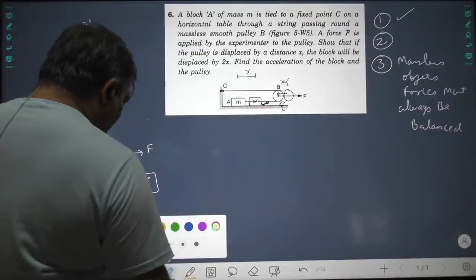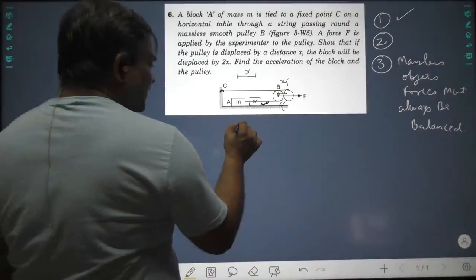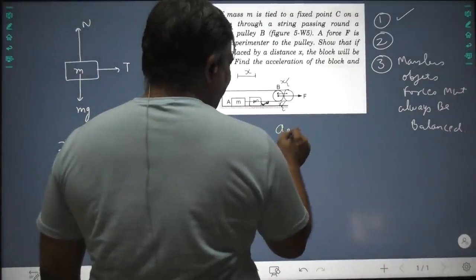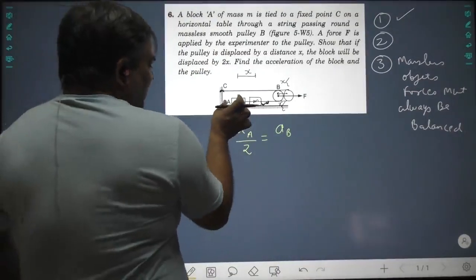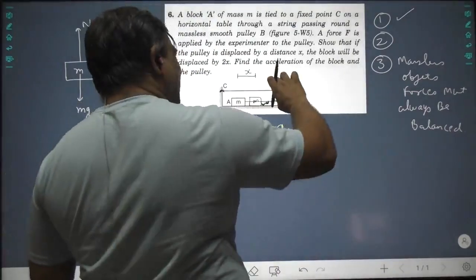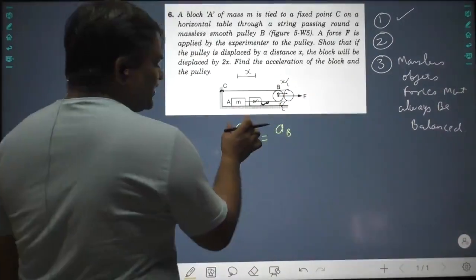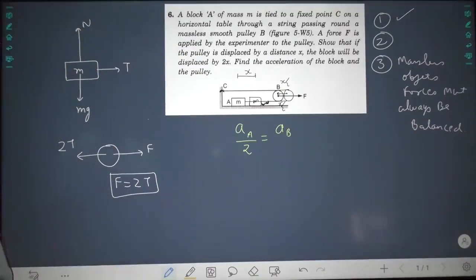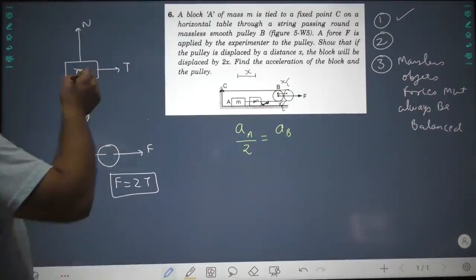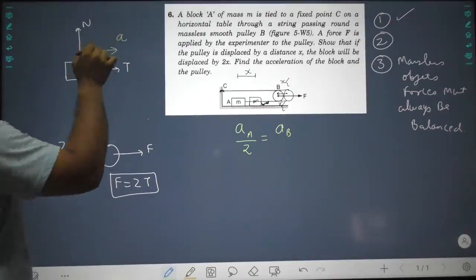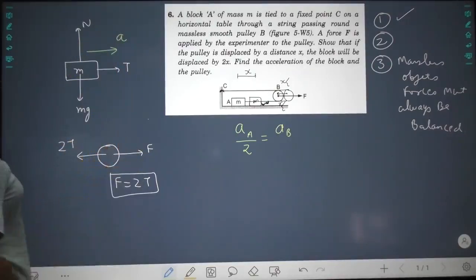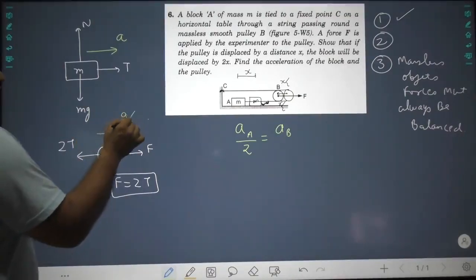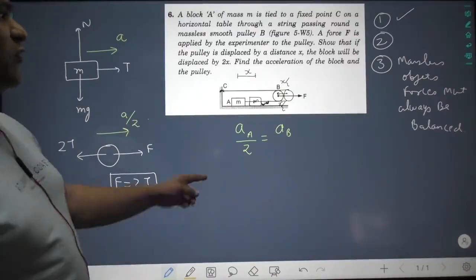So that's what I wanted to say: acceleration of A divided by 2 will be equal to acceleration of B, because when this moves x, then this gets to move only x by 2. So if this has, say, acceleration A, then this is massless, so acceleration basically does not matter here. But if it would have some mass, then the acceleration would be A by 2. Is the whole question clear to you?